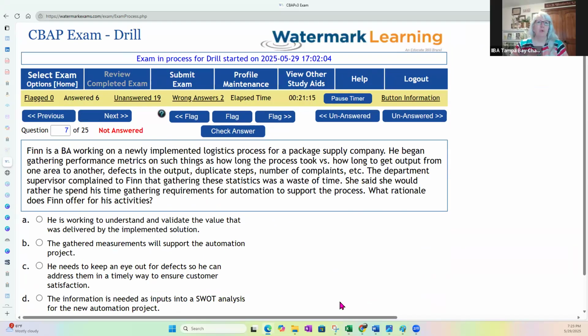Ben is a BA working on a newly implemented logistics process for a package supply company. He began gathering performance metrics on such things as how long a process took versus how long to get input from one area to another, defects on the outputs, duplicate steps, number of complaints, etc. The department supervisor complained to Finn that gathering those statistics was a waste of time. She said she would rather he spend his time gathering requirements for automation to support the process. What rationale does Finn offer for his activities?